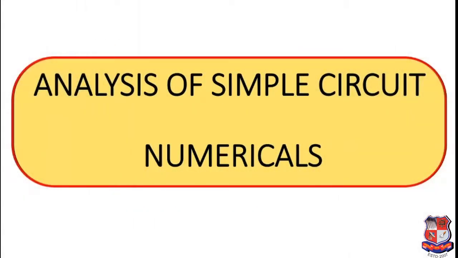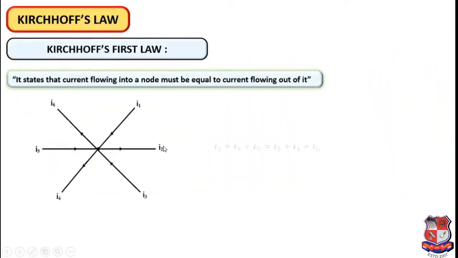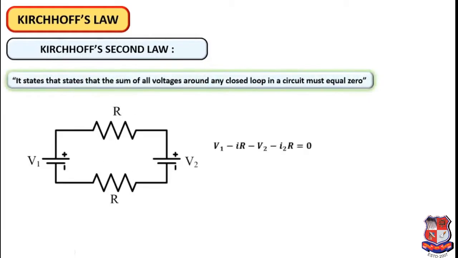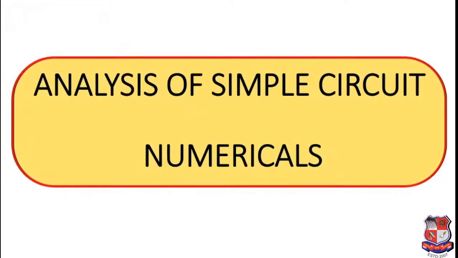This is part 2 of the network theorem topic of the subject Basic Electrical Engineering. In the last lecture we studied Kirchhoff's first and second laws, and we understood how to write equations for KVL. Today we will analyze simple circuits and solve numericals based on the topic we understood, that is KCL and KVL.